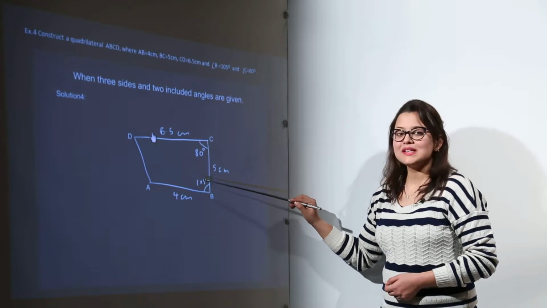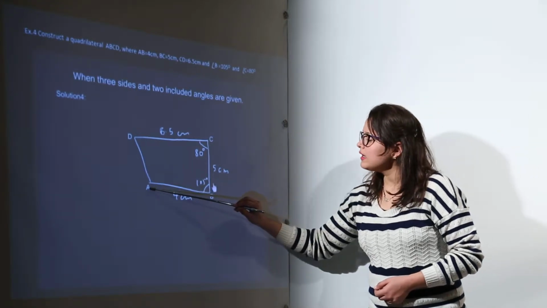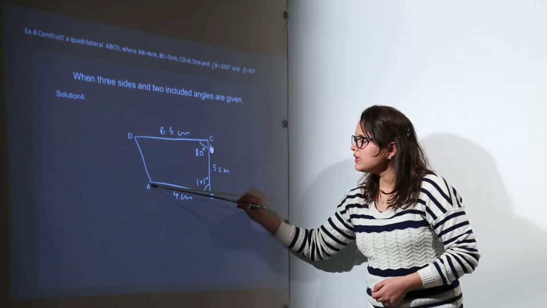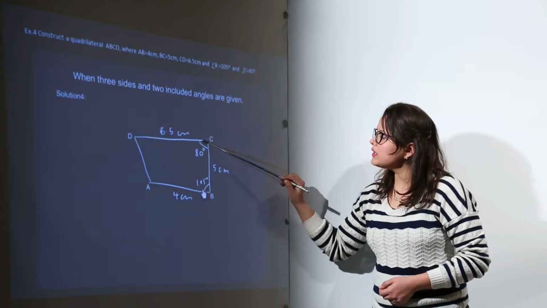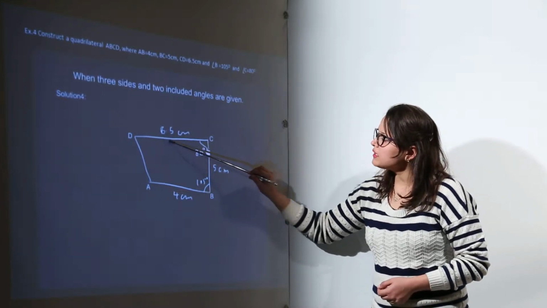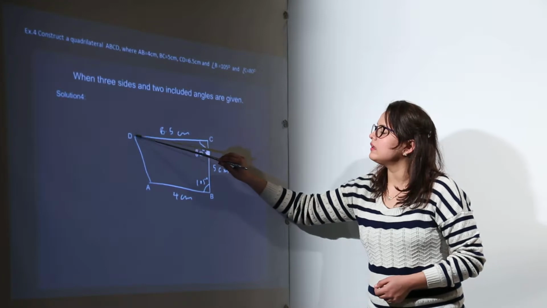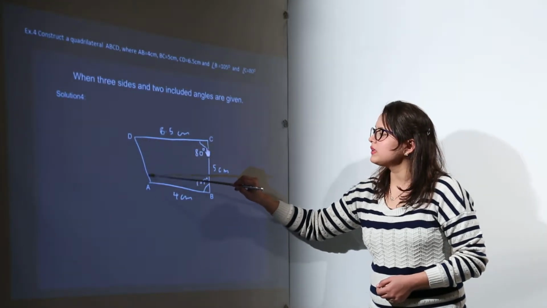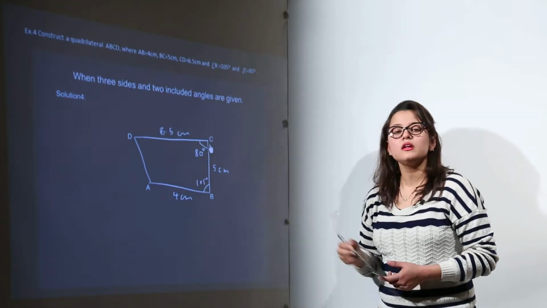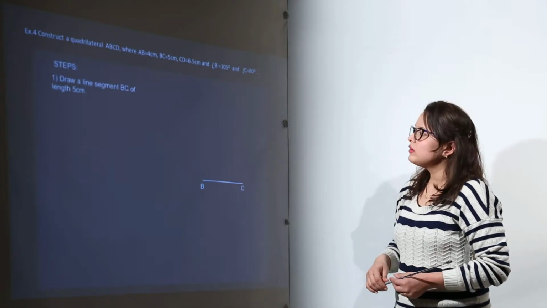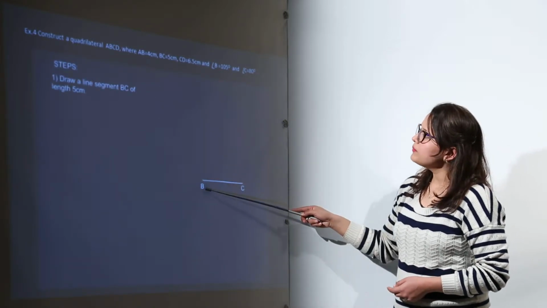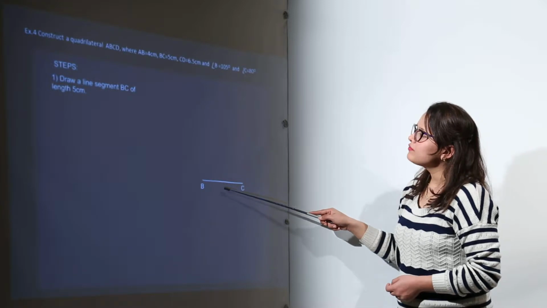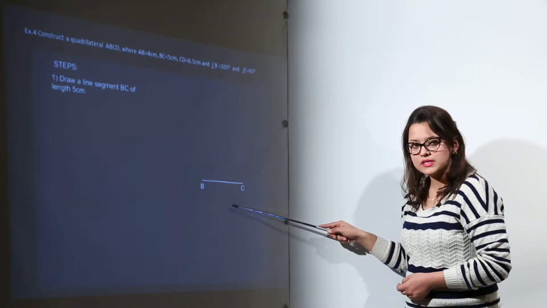Also we know in the next step we will be getting A by making an arc of 4 centimeters on 105 and making an arc of 6.5 centimeters on the 80 degrees angle. Then we will get the points A and D, and joining them we will get our required quadrilateral. Now let us start. We have made the line segment BC as 5 centimeters. That is the first step.